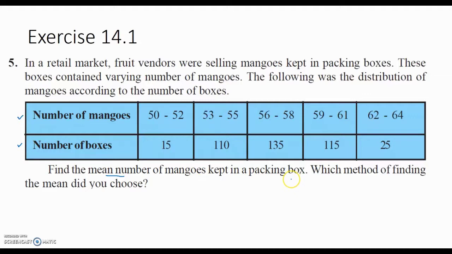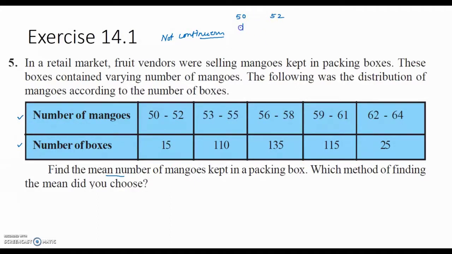So we have to find out the mean number, and we also have to tell which method we are going to choose to find out the mean of this grouped data. One thing that you might have noticed in this particular question is that the classes are not continuous. So what do we mean by that? By that I mean, the first group is from 50 to 52.